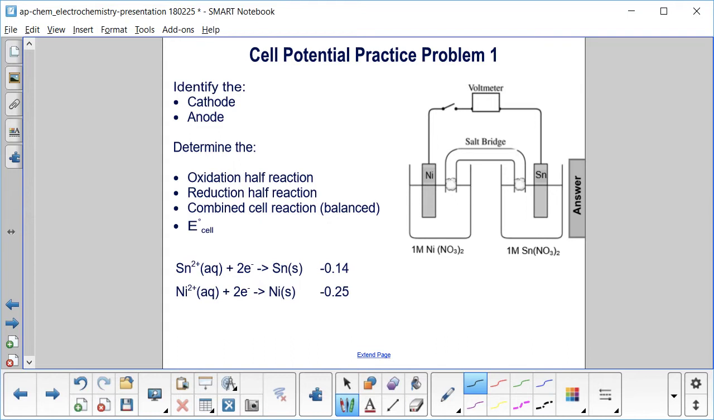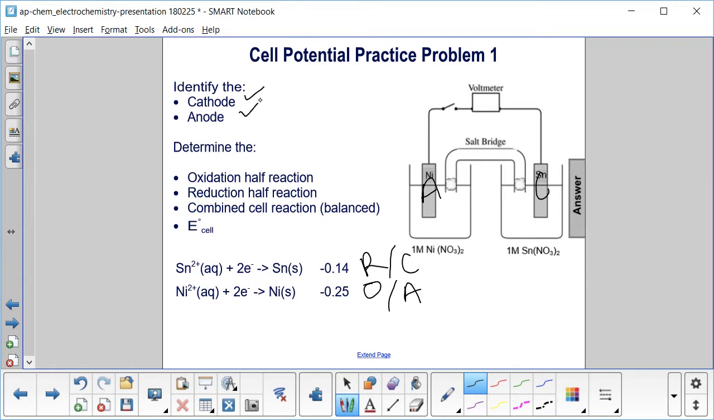So step 1, identify the cathode and anode. First of all, the more negative the reduction potential, that's the one that undergoes oxidation, which is therefore the anode, and reduction occurs at the cathode. So the cathode is the tin, the anode is the nickel. Okay, so we did this and this.